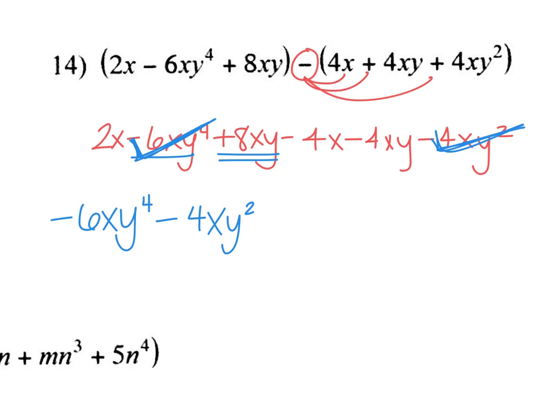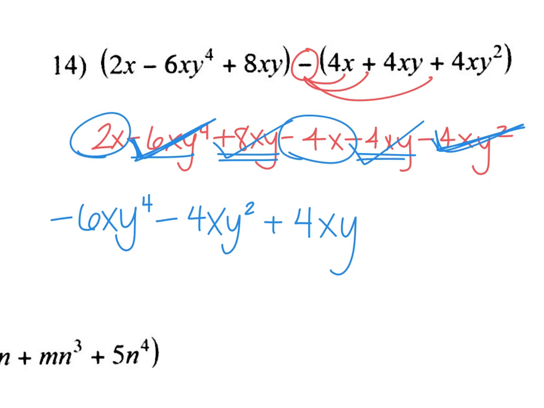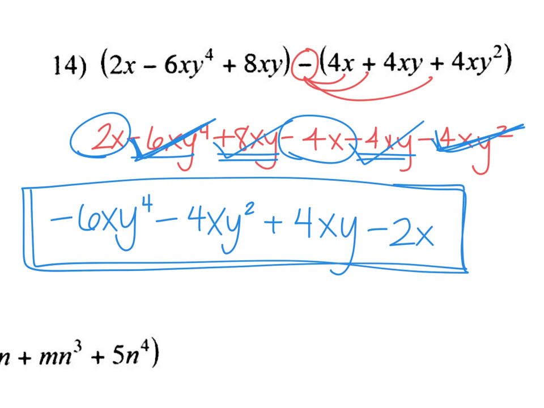All right, xy's, I have a positive 8 and a negative 4, so that's plus 4xy. And then I do have two pieces that just have x's in them. 2x and negative 4x is negative 2x. Remember, don't change your exponents. Just combine or add the numbers at the front.